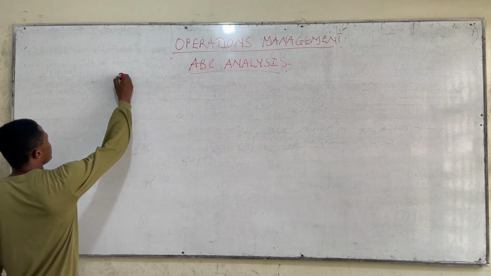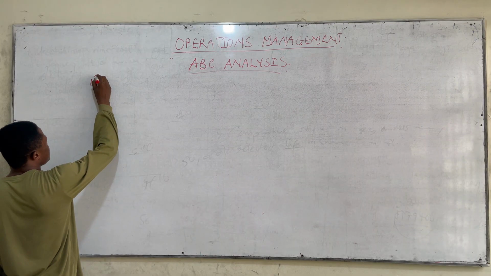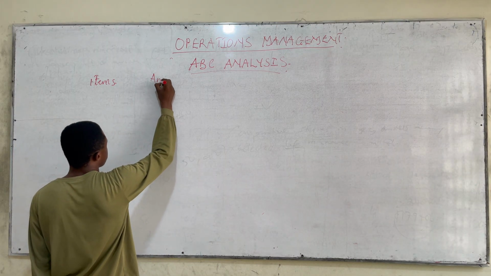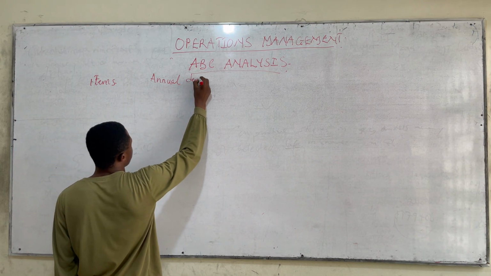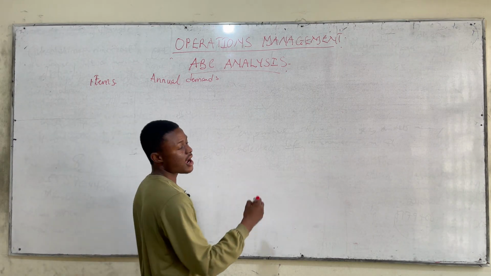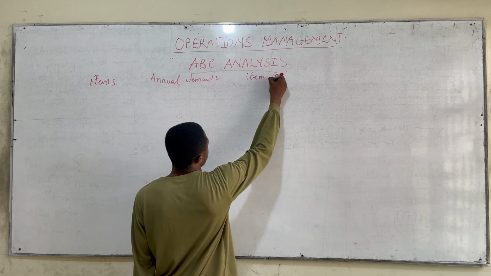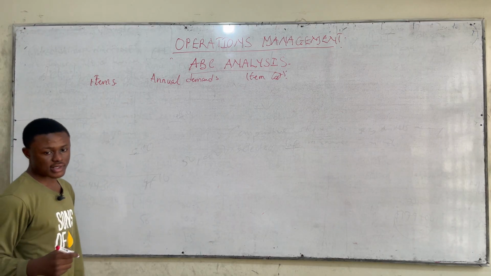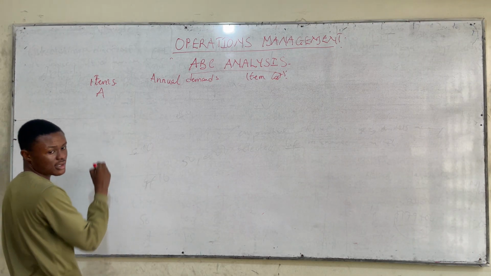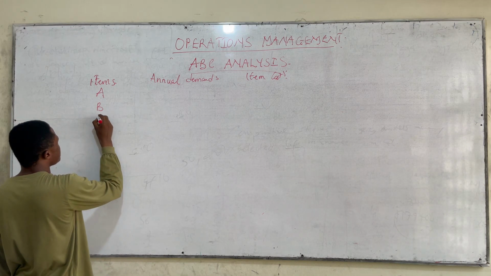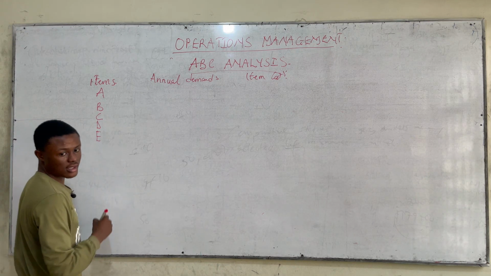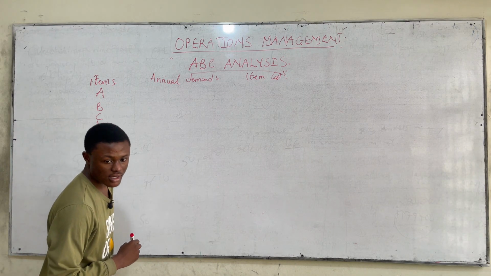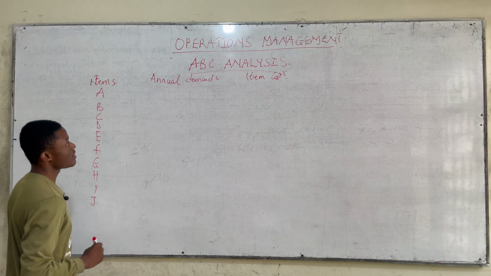So let's say you're having items, you're having annual demands, and then you are also having item costs, the cost of each item. Are we good? Great. So I have to shorten everything up. So here, item A, B, C, D, E, F, G, H, I, and J. Are we good?